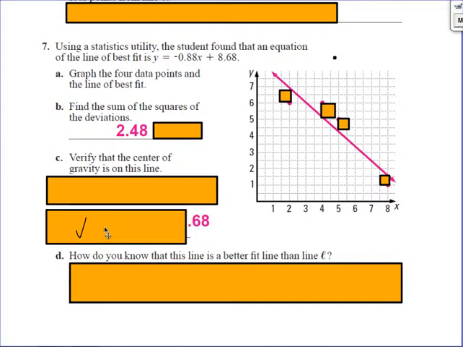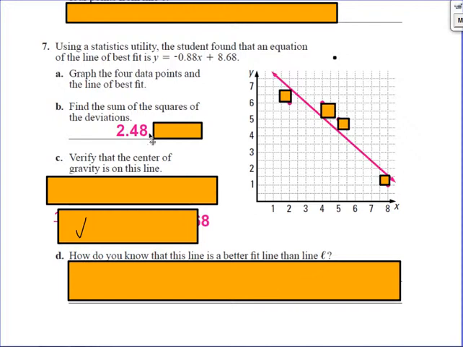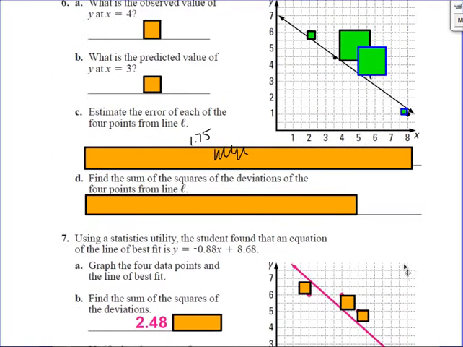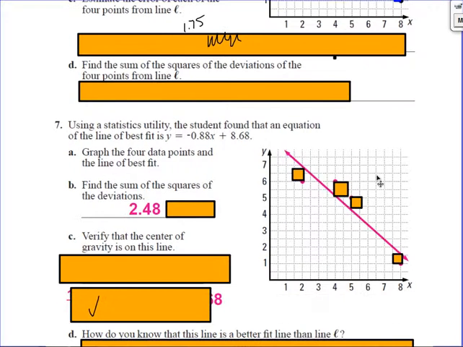And then how do I know that this line is better than line L? Well, it all has to do with what we got for part B. The sum of the squares of the deviations was 2.48. We got them by adding up the areas of each of these squares. Now compare that to the areas of these squares. You can see how these squares are a lot bigger than these squares are.